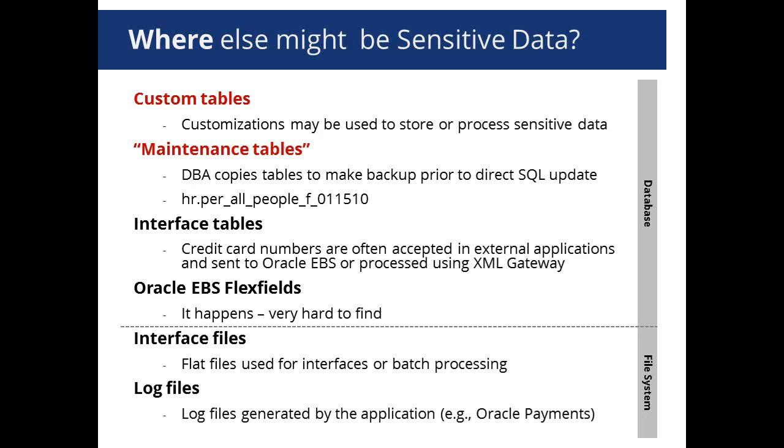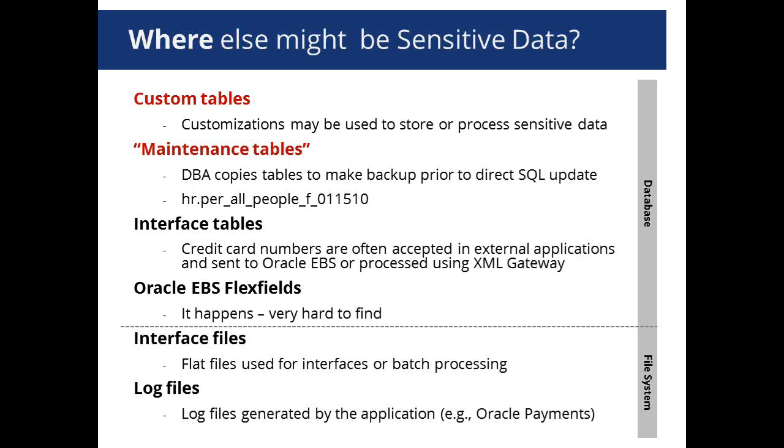Another spot is interface tables. Sometimes transactions get stuck in interface tables, so that tends to be a problem. Occasionally, we'll find flex fields where people are putting credit card numbers and Social Security numbers. That may be based on a data conversion issue. When you're doing the data conversion, you start populating a flex field with a Social Security number. It's very hard to find those.